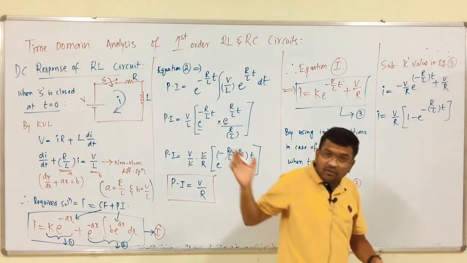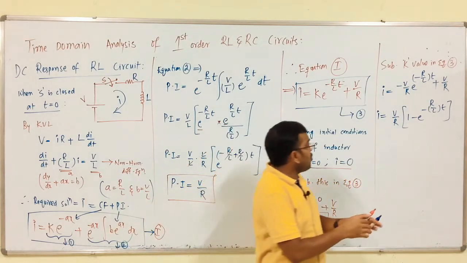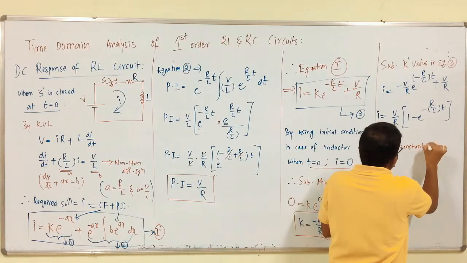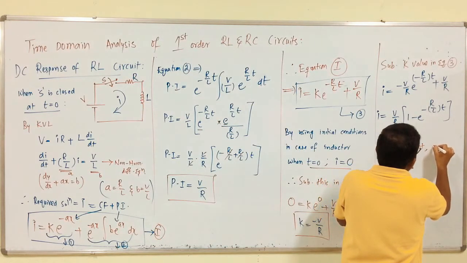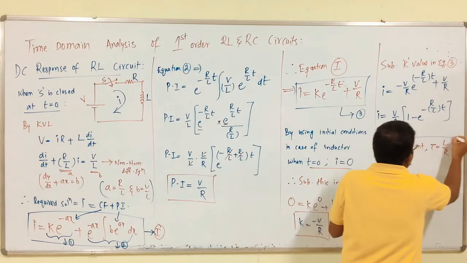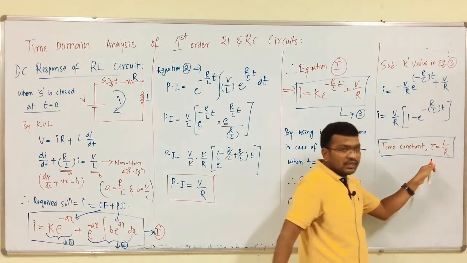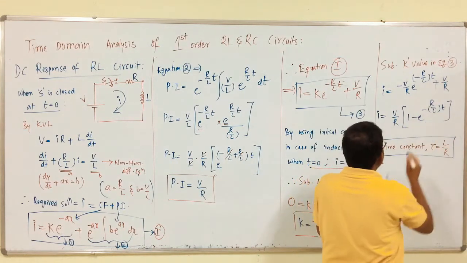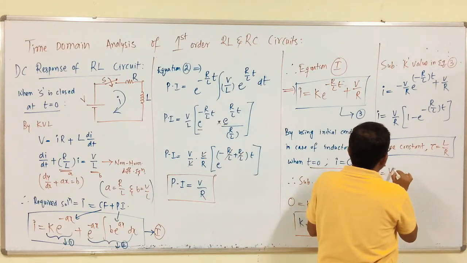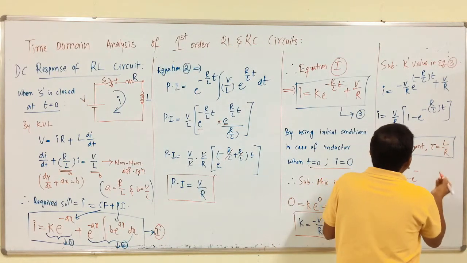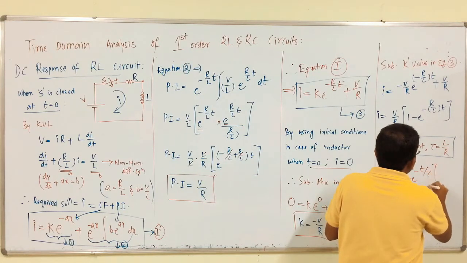So, in case of an RL circuit, the time constant tau is equal to L by R. This is a very important formula. In case of an RL circuit, the time constant is nothing but tau, which is equal to L by R. Then substitute this tau into this equation. Finally, we got I is equal to V by R into 1 minus e power minus T by tau.